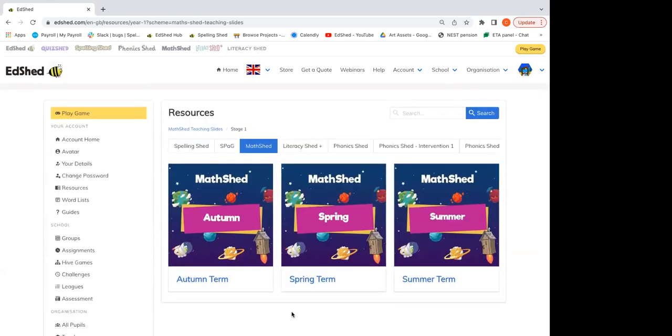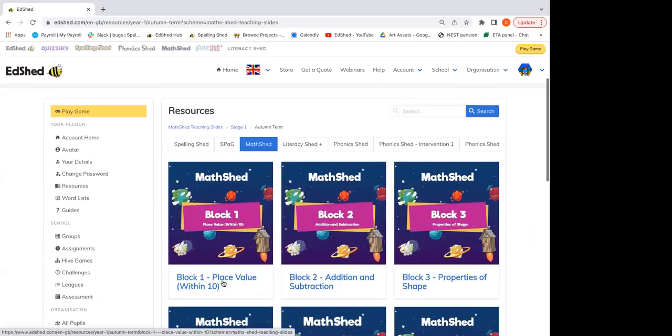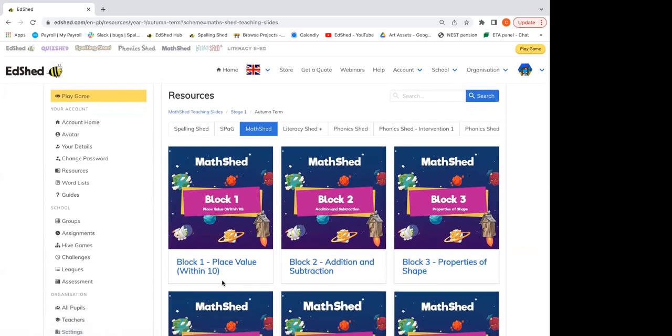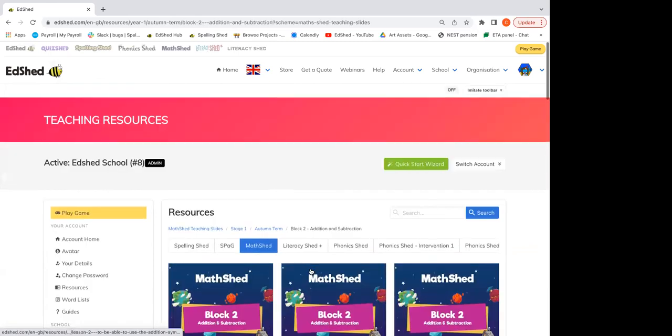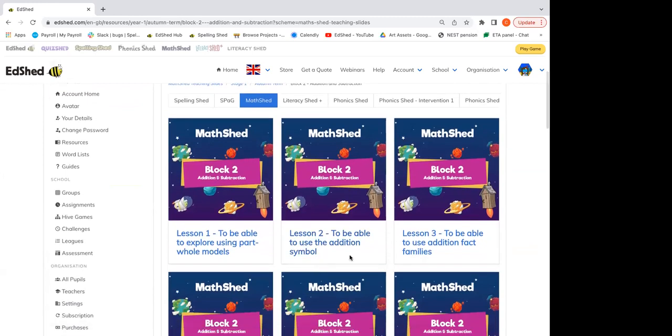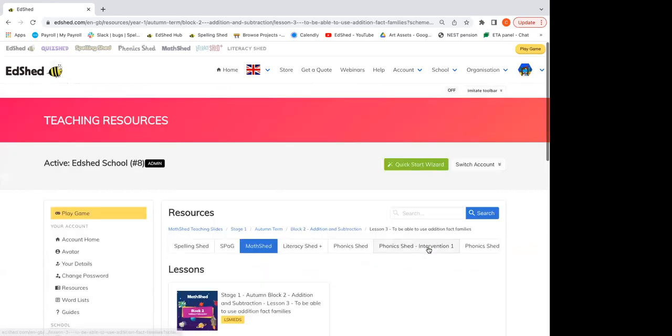and enough PowerPoints to use within daily lessons. So I'm going to focus on some of the different variations that Alex has mentioned today and show you how we utilize these within our scheme. So if I click into block 2, addition and subtraction, for example, and then we'll go to lesson 3.